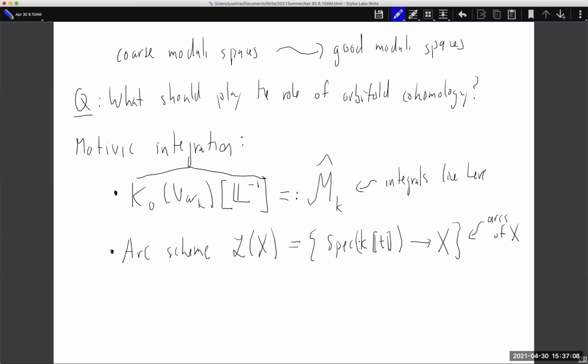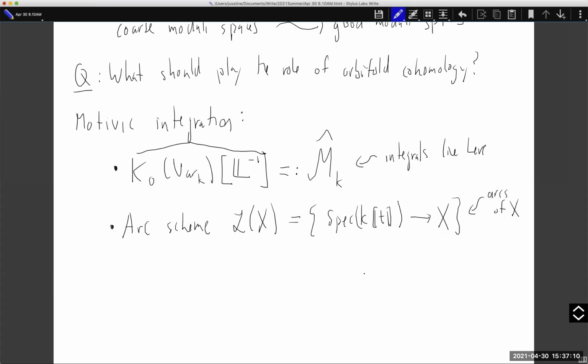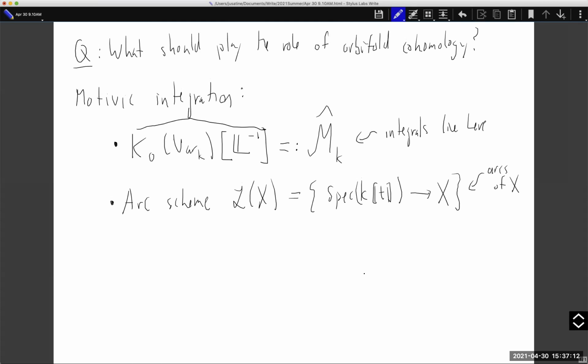Now it's not the type of thing that you are used to working with. In particular, this thing is going to be infinite dimensional. As long as X is not zero dimensional, this arc scheme is going to end up being this infinite dimensional thing. So keep in mind that it is, in some sense, a strange object in that way. But regardless, it turns out there's a nice theory of integration on it called motivic integration.